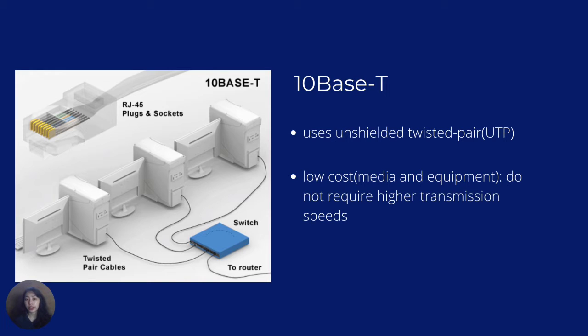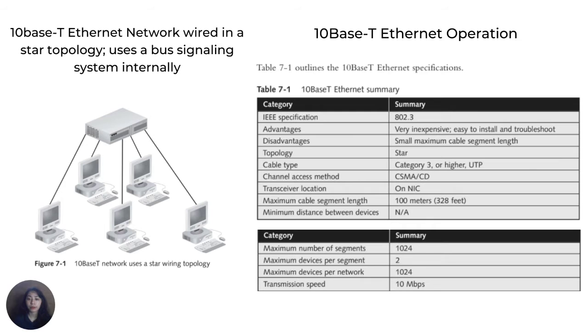The 10BASE-T Ethernet usually uses unshielded twisted pair UTP cable but can also transmit with shielded twisted pair or STP cable. The exceptionally low cost of both the media and equipment makes 10BASE-T a bargain for networks that do not require higher transmission speeds. The figure on the left side shows a 10BASE-T Ethernet network wired in a star topology, but 10BASE-T Ethernet networks use a bus signaling system internally. The table on the right side is the 10BASE-T Ethernet summary.